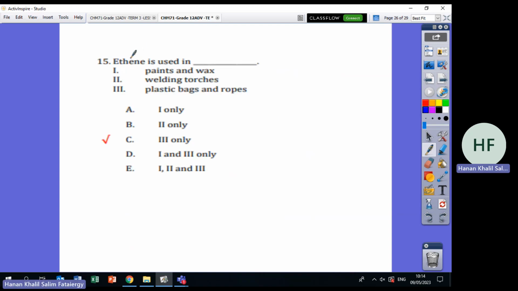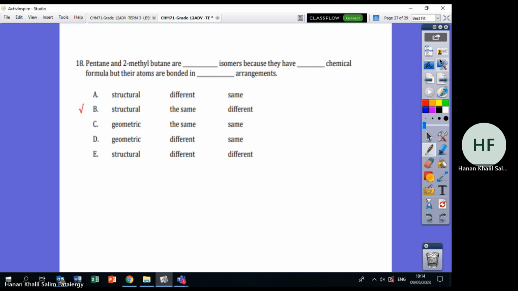Okay, now this one is from the previous lesson. Ethene is used in, remember, paints and wax we said for alkanes. Welding is for alkynes. Plastic bags and drops is for alkenes. Okay, so ethene, since it is an alkene, is used in plastic bags. Okay, try to go through this question.